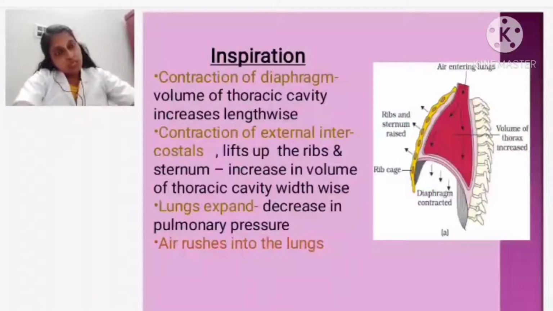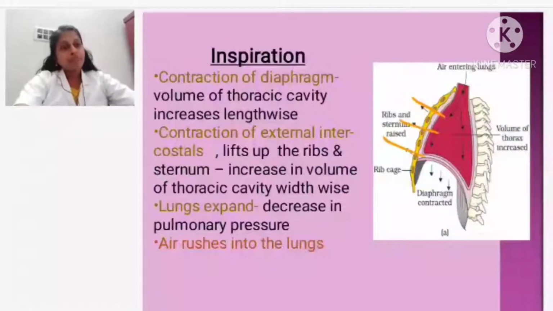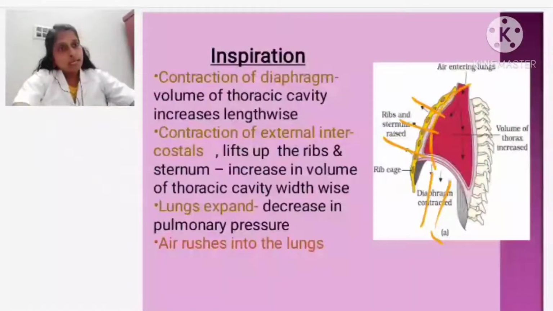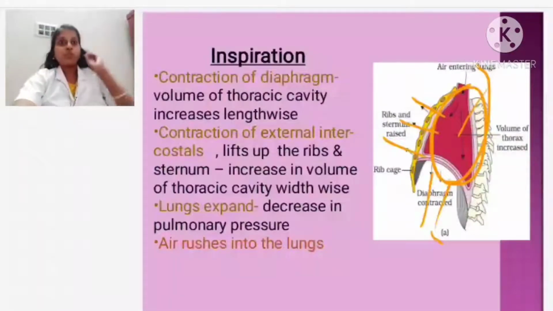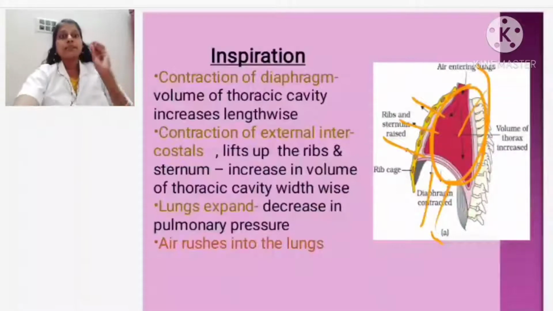So when this is moving upward and outward, and this is moving downward, the thoracic cavity increases lengthwise. Widthwise and lengthwise, the cavity is increasing. So when the area increases, you know what happens to the pressure? The pressure decreases.